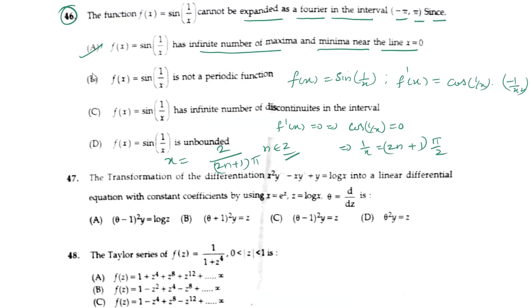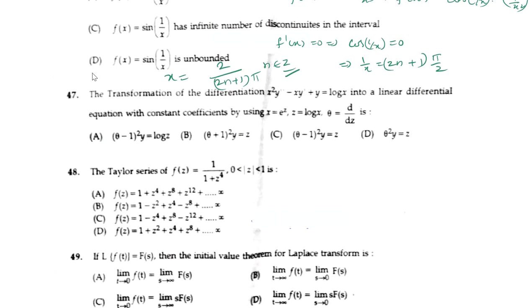And next one, the transformation of the differential equation x square y double dash minus x y dash plus y is equal to log x into a linear differential equation with constant coefficients is given by x is equal to e power z, z is equal to log x, and theta equal to d by dz. So it is (theta minus 1) whole square into y is equal to z here.